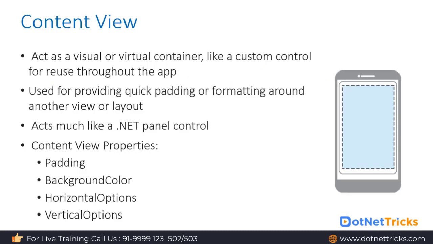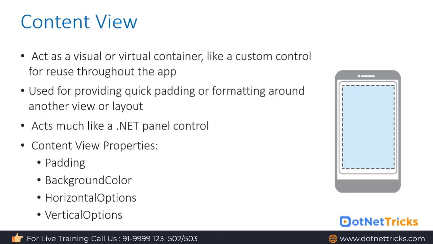A Xamarin Forms content view class is a type of layout that contains a single child element, and it is typically used to create custom or reusable controls. It is inherited from the class called templated view. It basically provides a quick padding and formatting around another view or layout, and it is similar to the .NET panel control.